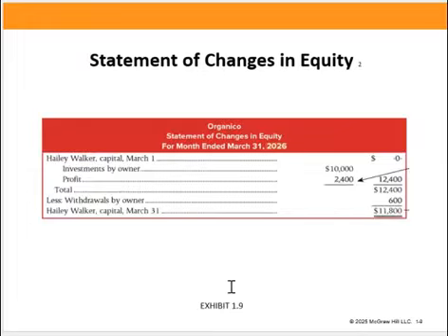So here's an example of a statement of changes in equity. You have the opening balance. In this case, it's Haley Walker that owns the organization. So the capital, we're doing it for the month of March. You can see March 1st is 0, and it's for the whole month of March. During the month of March, the owner invested $10,000 into the organization. They carried forward the $2,400.